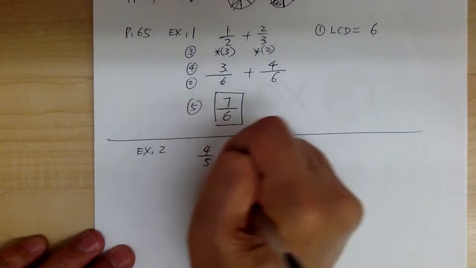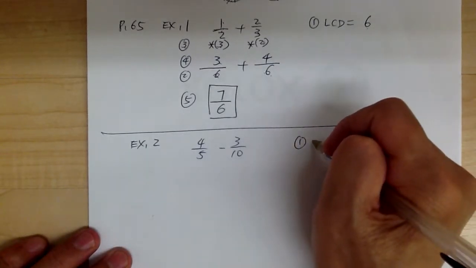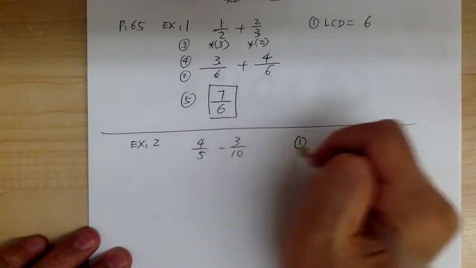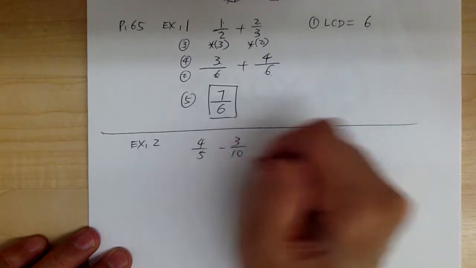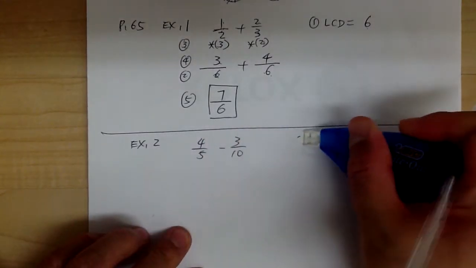You have 4/5 minus 3/10. So step 1, you need to get your LCD. You can do it by inspection. You can see LCD is equal to 10. But let's say you didn't see that.